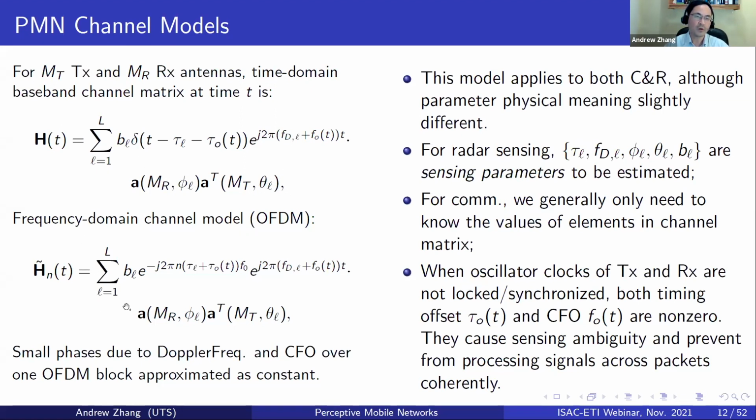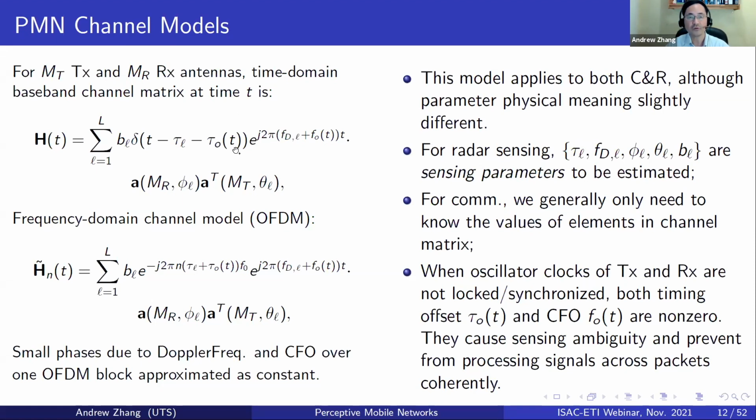These two channel models, as we discussed, are quite similar to the existing ones in millimeter wave communication in particular, but there is one major difference here. This is a timing offset term, and this is a frequency offset term. For communication, these two terms are not a major concern, because carrier frequency offset can be estimated quite accurately, and timing offset can be absorbed into channel estimation. They don't need to be separated from the path delay. They can be treated as a single parameter and absorbed in channel estimation.